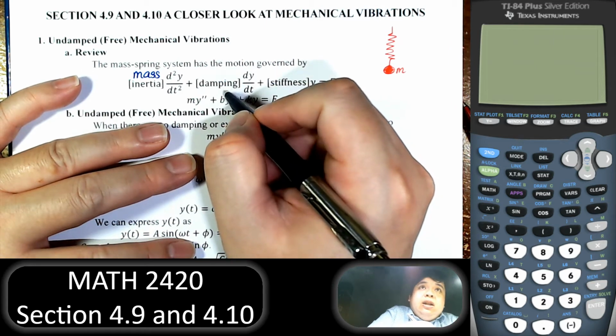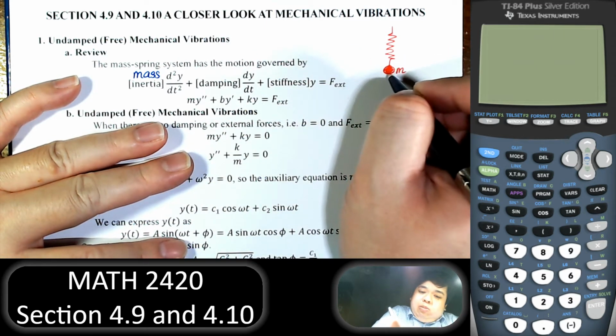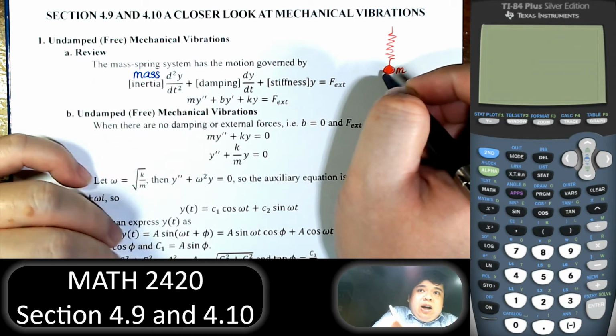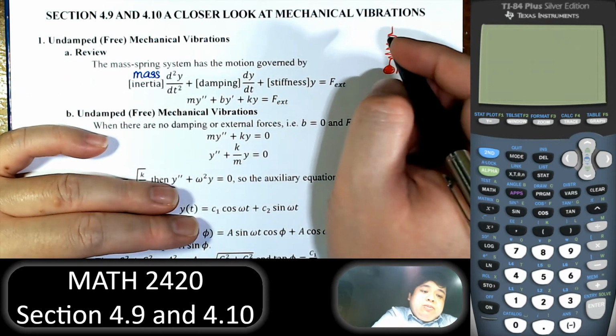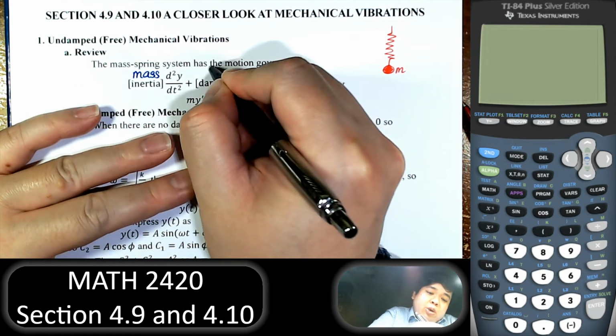And damping is, think about this, if it moves up and down, the air resistance will slow it down. So this is due to friction.